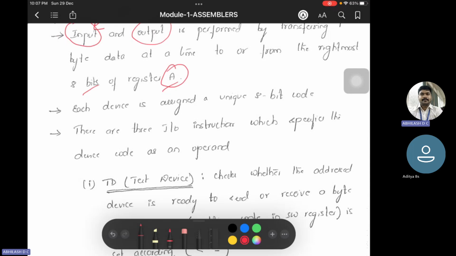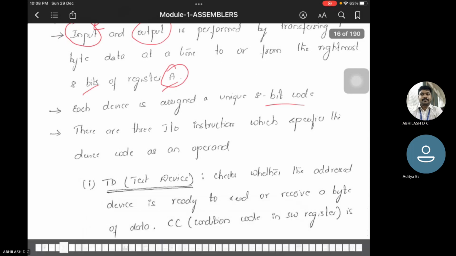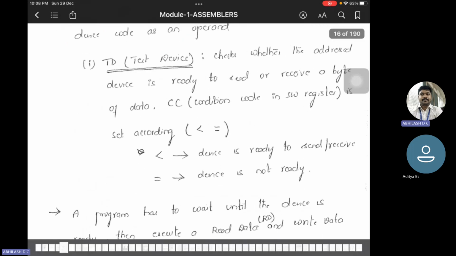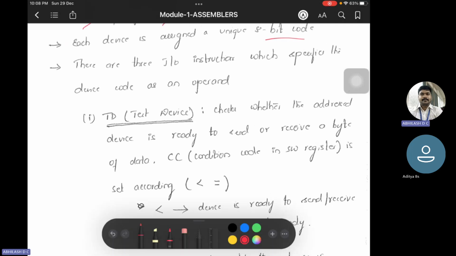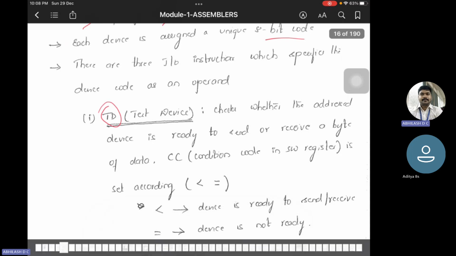Each device is assigned a unique 8-bit code. There are 3 instructions which work on the device. The first is the test device instruction, called TD. TD stands for test device, meaning whether the device is present, ready to use, or not ready to use. This information I need to know.